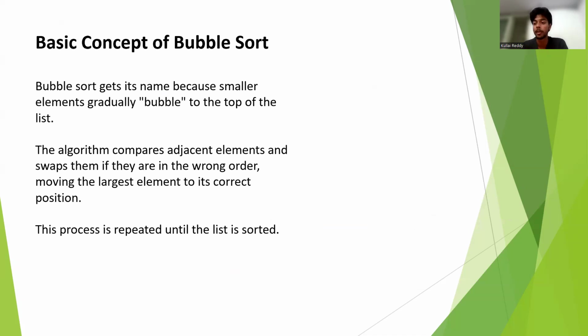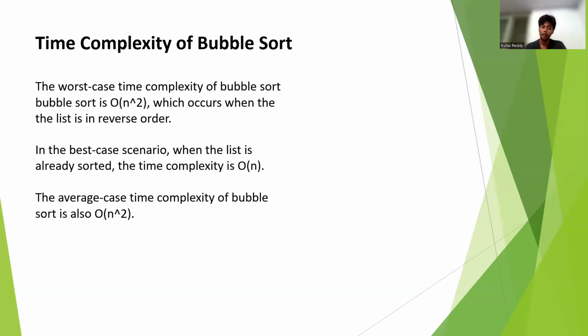So, the basic concept of bubble sort. Let's understand the basic concept behind it. Bubble sort gets its name because smaller elements gradually bubble to the top of the list. The algorithm compares adjacent elements and swaps them if they are in the wrong order, moving the largest elements into their correct positions. This process is repeated until the list is sorted. The main purpose of bubble sort is to fix the wrong order and arrange the elements in the correct way. This is the basic concept behind bubble sort.